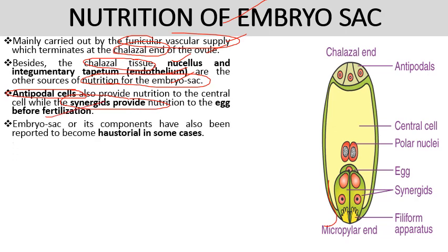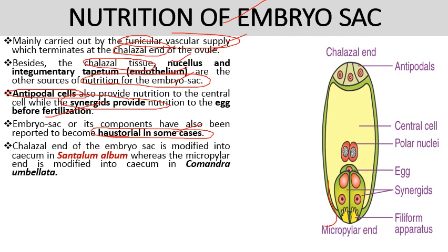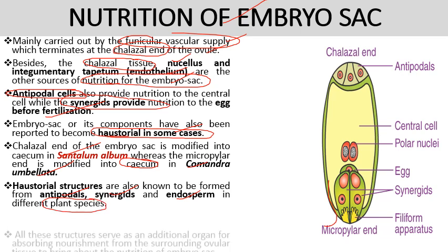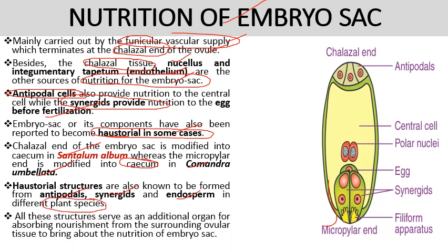The embryo sac or its components have also been reported to become haustorial in some cases, which we have already discussed in the previous slide. The chalazal end of the embryo sac is modified into cecum in the case of Santalum album, and cecum at the micropylar end in the case of Comandra umbellata. Haustorial structures are also known to form from antipodals, synergids and endosperm in different plant species. All these structures serve as an additional organ of absorbing nourishment from the surrounding ovular tissue for the nourishment of the embryo sac.